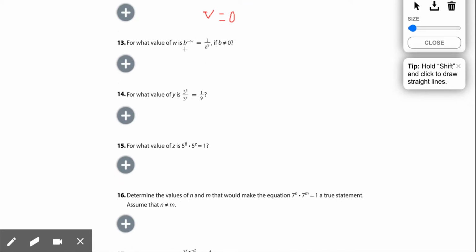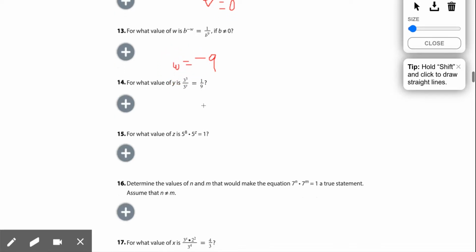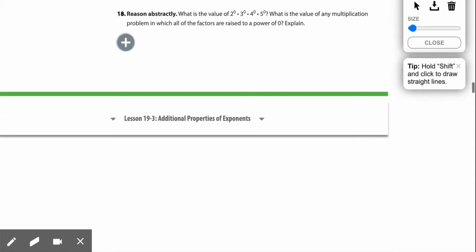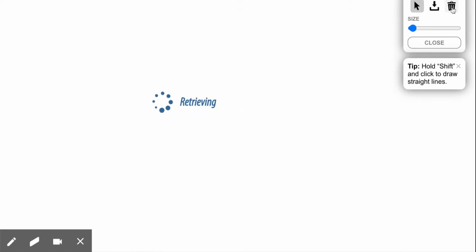What value of w is it if b to the negative w is equal to 1 over b to the 9? Well, that would be negative 9. B to the negative 9 is 1 over b to the 9. Again, most of those properties are self-explanatory. Let's go to the next one.